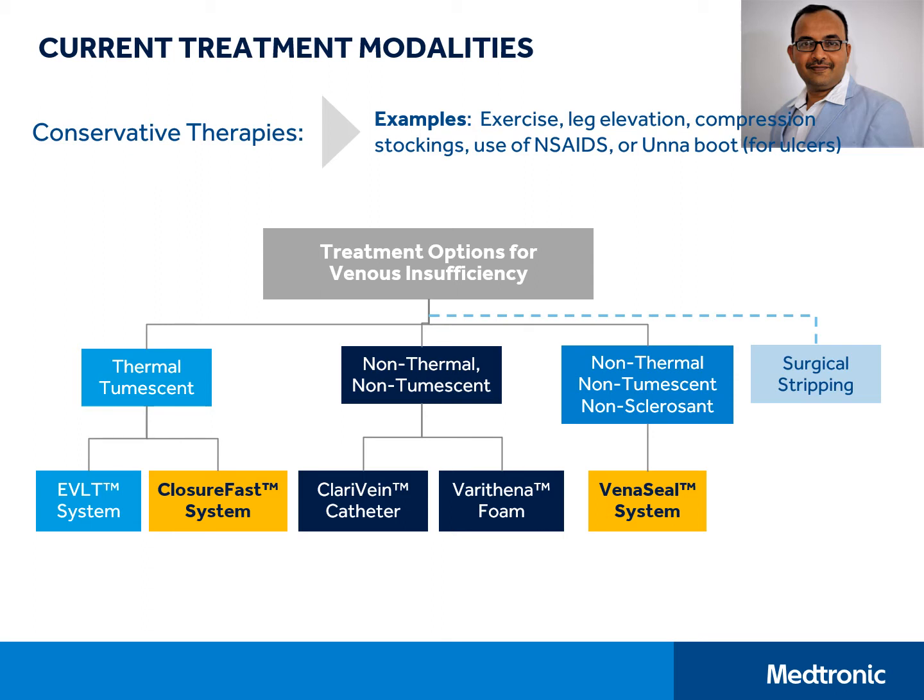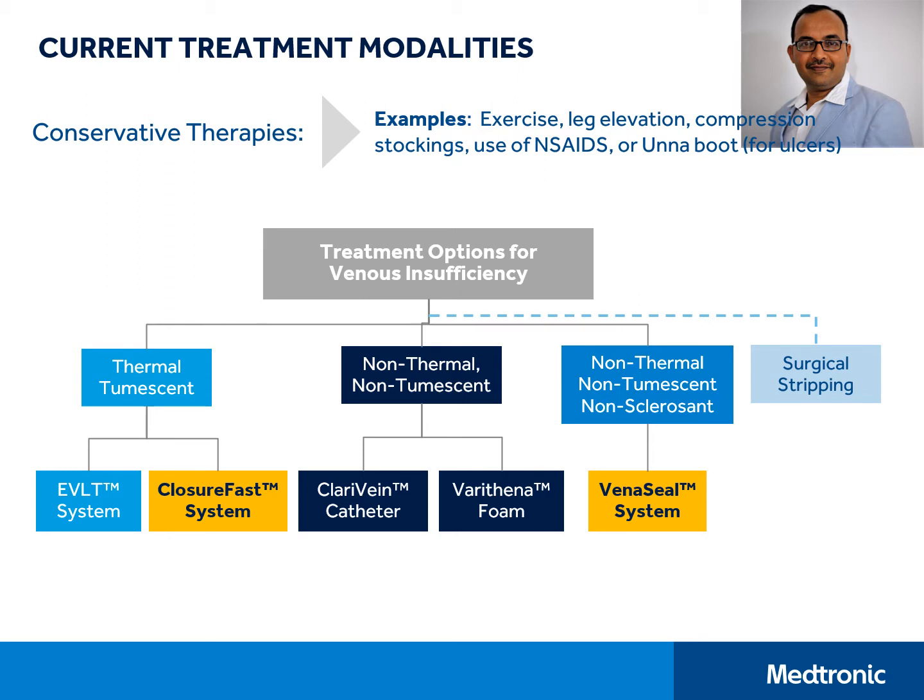Now there are three main modalities for destroying this venous intima. First one is endovenous thermal ablation. In this endovenous thermal ablation, there are two systems. One is laser ablation and the second one is radiofrequency ablation. I am going to discuss the radiofrequency ablation in this talk. There is the ClosureFast system by Medtronic.